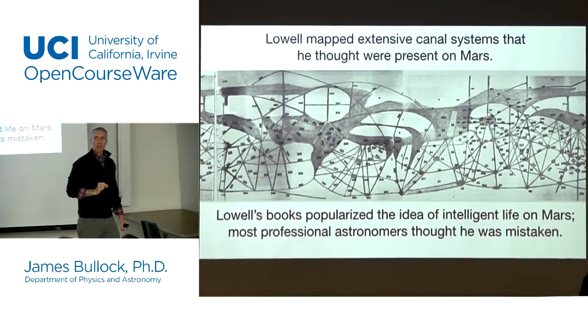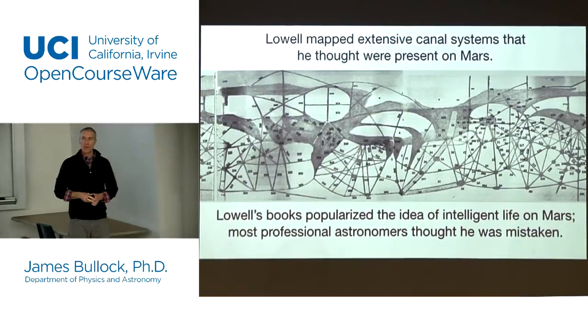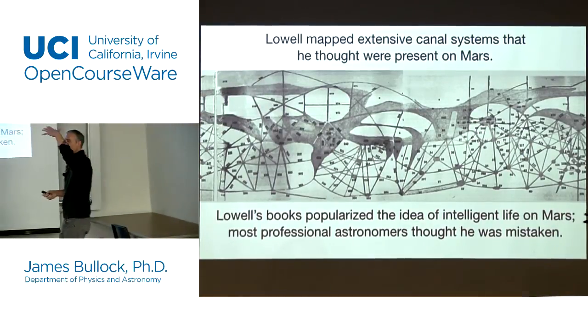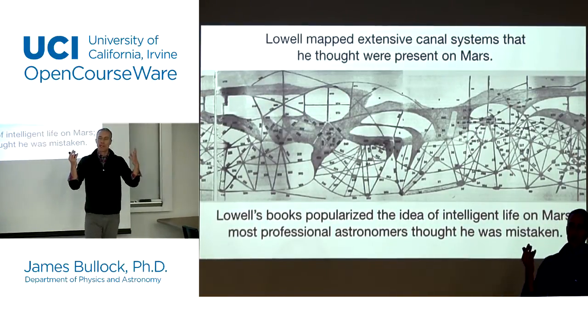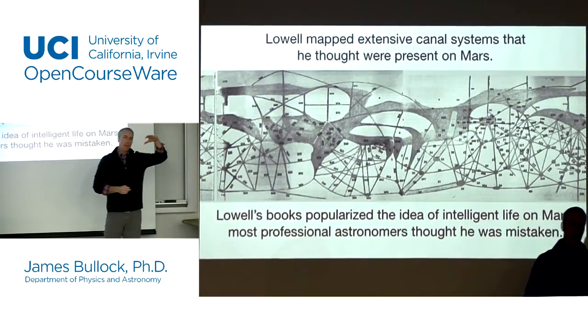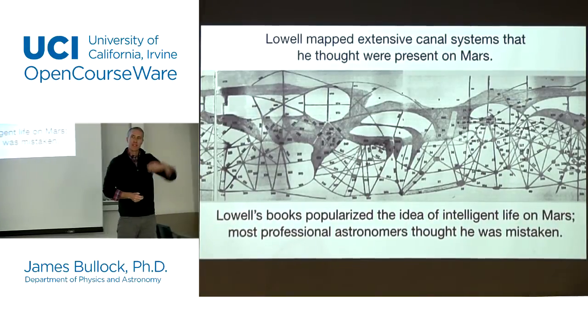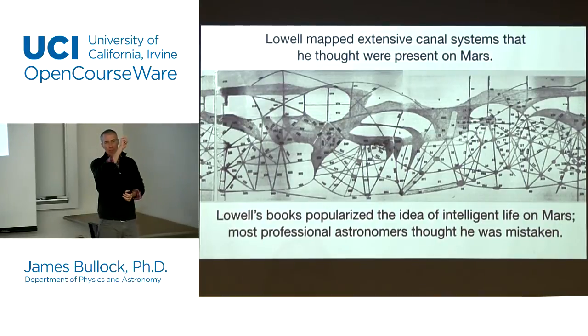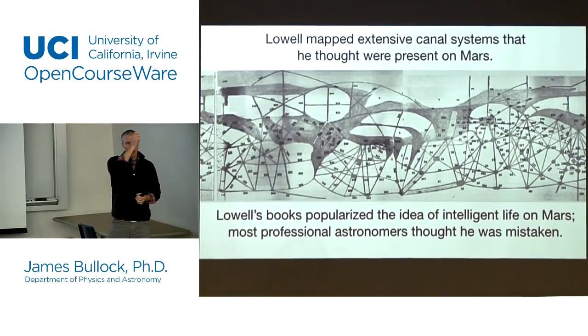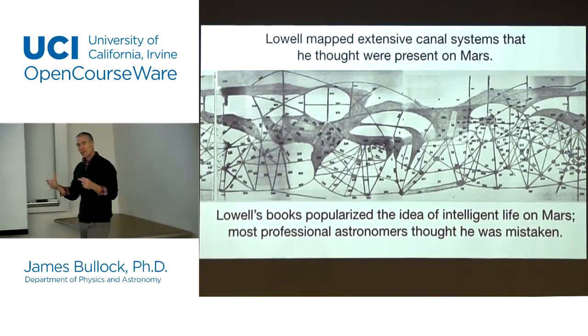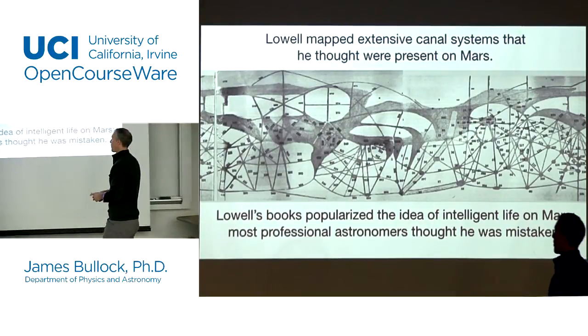He had this idea that Mars was a planet that was drying out, but it had all this water locked in its ice caps, and the Martian civilization was building this massive canal system to bring water from the ice caps down to the civilizations living in the equatorial regions.